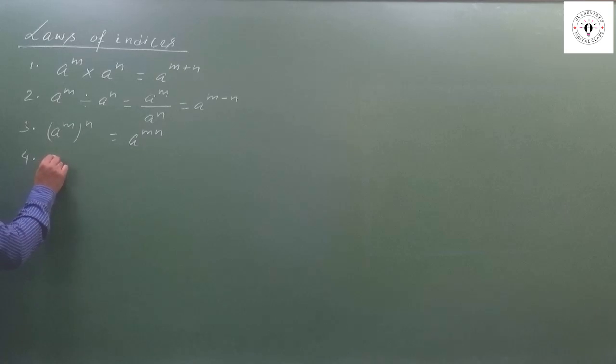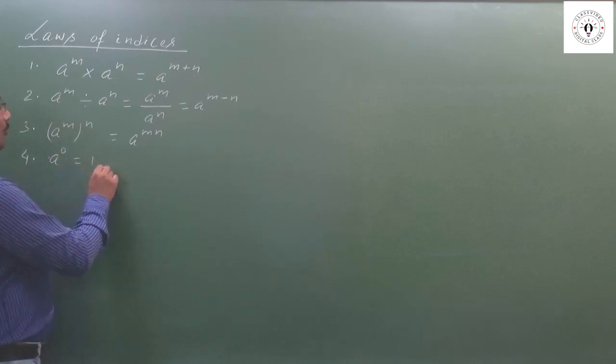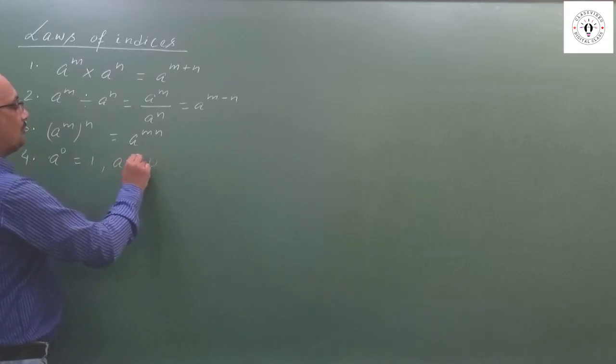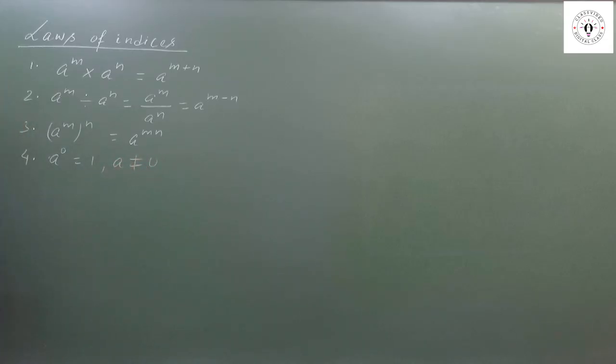Fourth, anything to the power 0 equals 1, where a is not equal to 0. This means anything to the power 0 equals 1 except 0. 0 to the power 0 is not 1. Then the question is, what is the value of 0 to the power 0? Is it 0? Wrong. 0 to the power 0 is called an indeterminate form. Its value cannot be determined. So this formula is true for any value of a except 0.